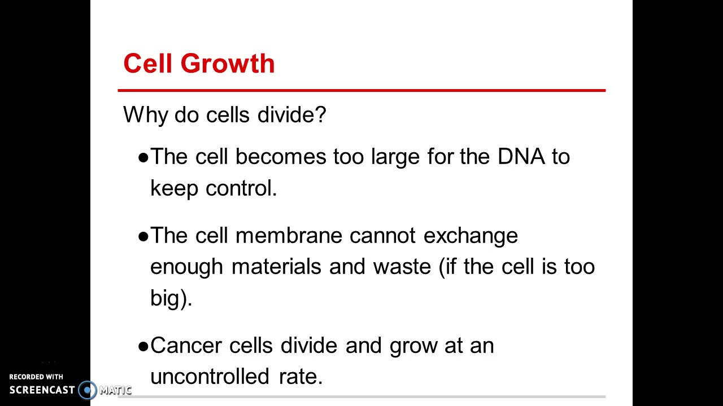For cell growth, why do cells divide? There are several reasons. The cell becomes too large for the DNA in the nucleus to actually keep control. The cell membrane can't exchange enough materials and waste. So if the cell gets too big, the cell membrane is maxed out because it has to maintain everything inside that cell. So division makes more sense, it's more efficient to divide.